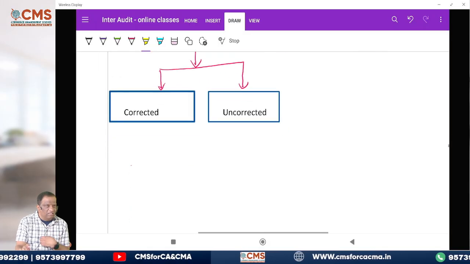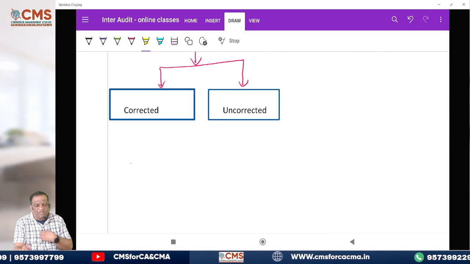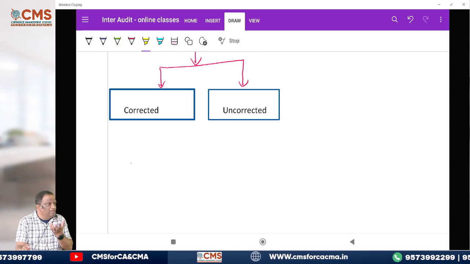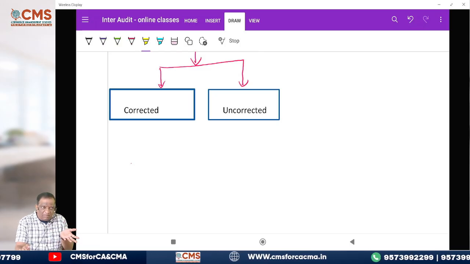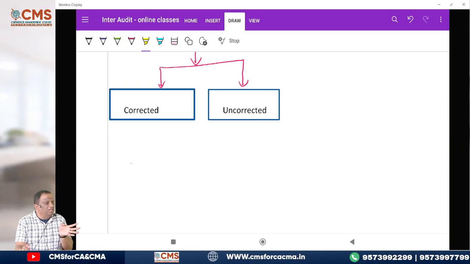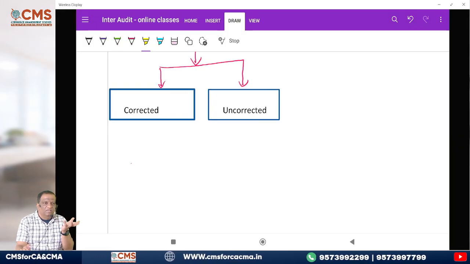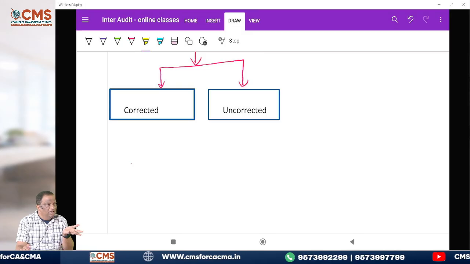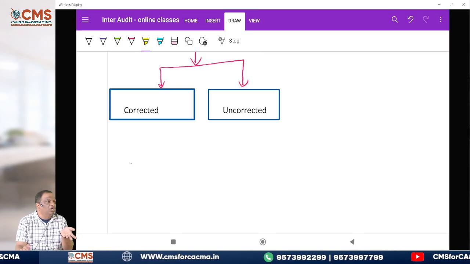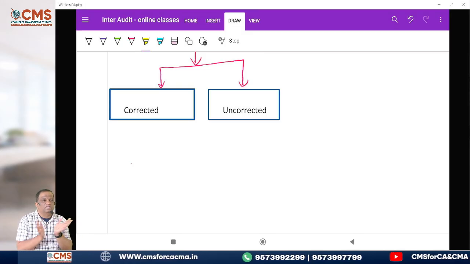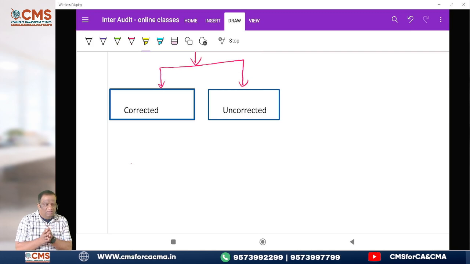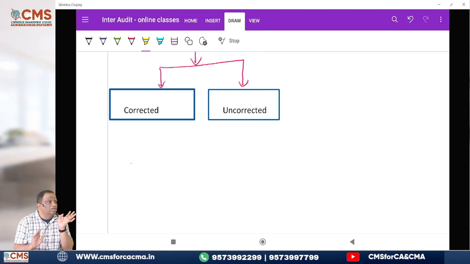Now comes the question. Whenever as an auditor I identify a misstatement, what should I do? Communicate on a timely basis, requesting the management to correct it. What if the management is not doing it? Identify the reasons, evaluate the implications, and modify the report. That's all. As long as you are able to do that in 5 minutes' time, you are good with this topic.